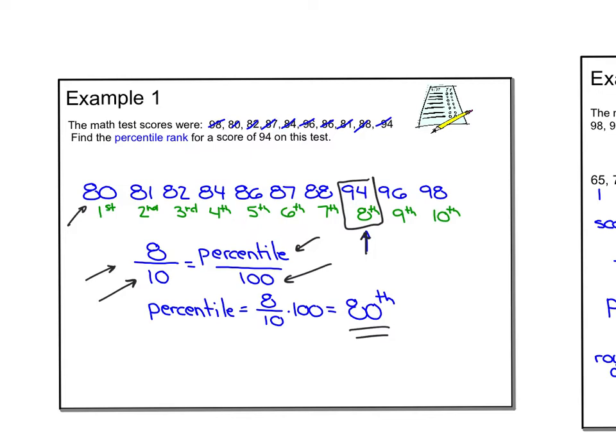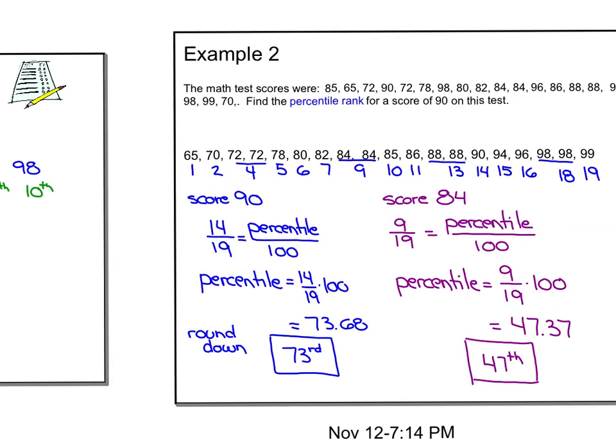So a 94 on a test is a really good score. But this gives us an idea of where they compare to their peers. So they're in that 80th percentile. So there were 20% of students that scored better than them and 80% of students that scored worse than them. That's pretty good. Let's look at a little bit more complex scenario in the next example.